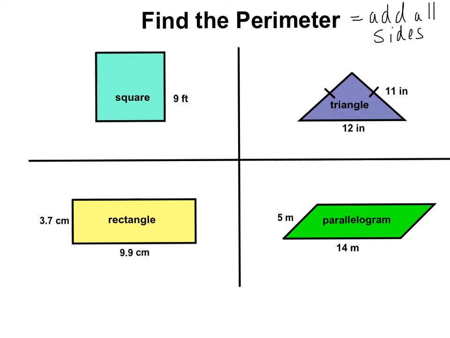To find the perimeter of any shape, all you do is add all the sides. Our first shape is a square. One thing you should know about the square is that all sides are the same. So, if this side is 9 feet, then that means this is 9 feet, this is 9 feet, and so is this part.